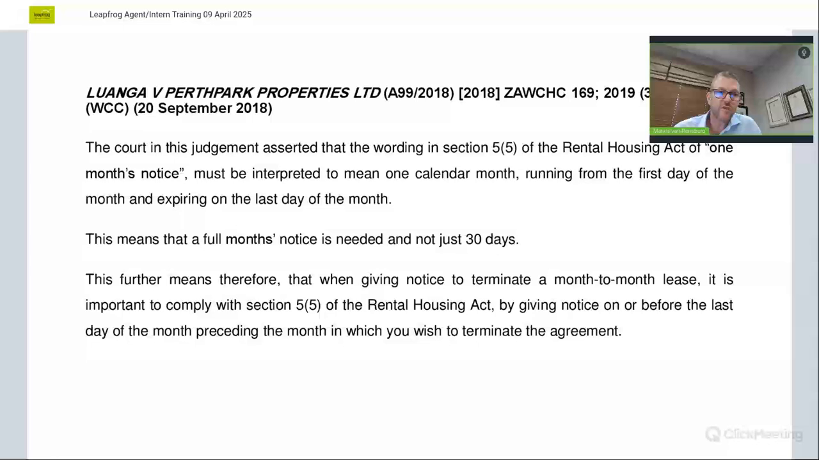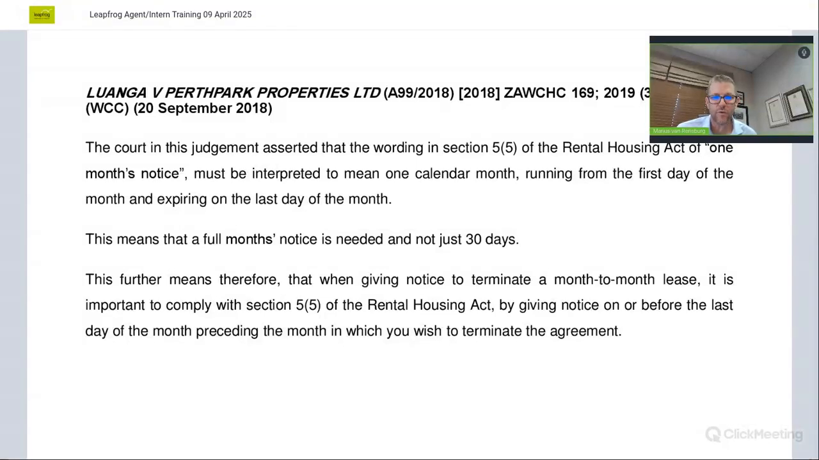And what the court said, first of all, and there are 2 points to this. The court said, first of all, that 1 month's notice is not 30 days. So in other words, if I want to give a tenant notice today, I can't give notice on the 9th of April and expect them to move out on the 9th of May. So 1 month's notice is not 30 calendar days. 1 month's notice means 1 month, right?